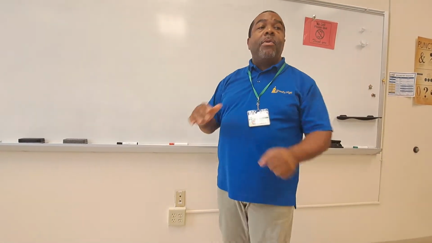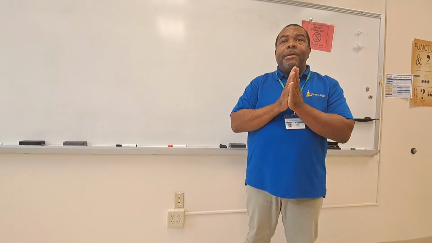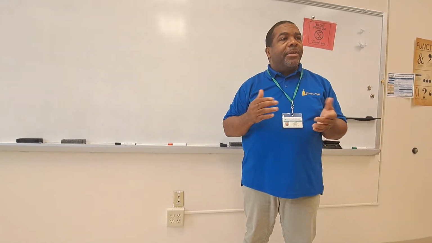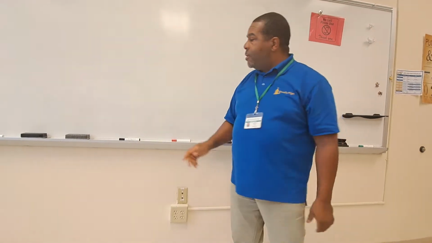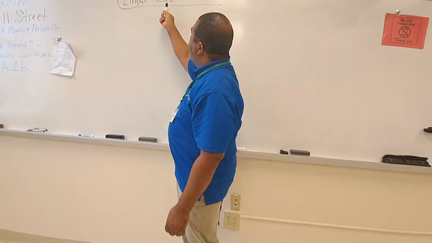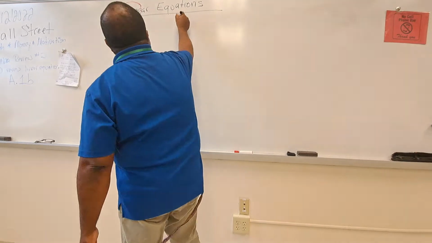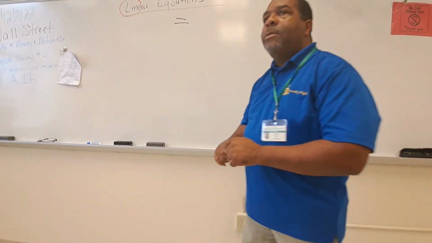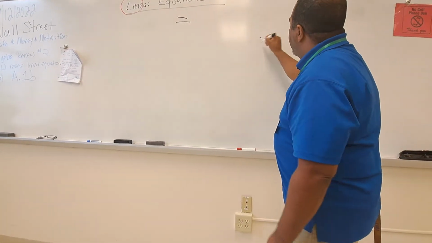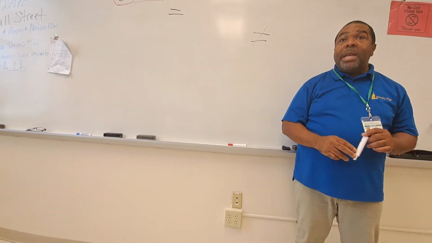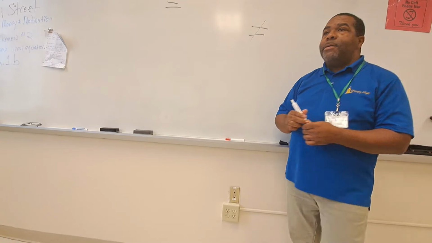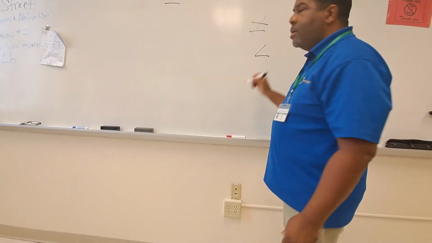Okay, so linear equations, line. Whenever you see linear, it means line. You see equation, it's a sentence that has an equal sign in it. So if the word equation means a sentence that has an equal sign in it, what do we call this? Not equal. Not equal, right? All right, so what's this?